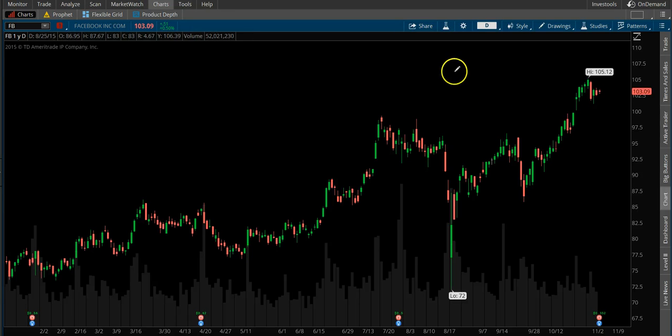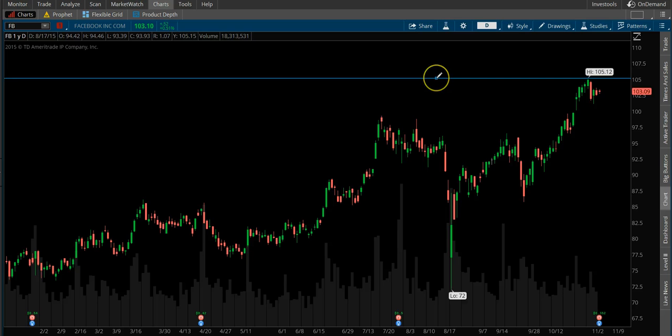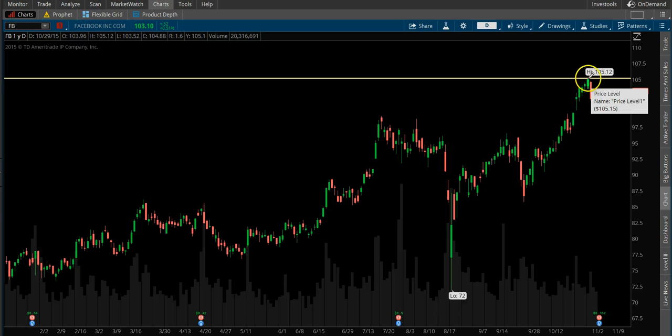Now, let's draw our first level. Our first level is here. And the reason it becomes our first level is because it pivoted down. So notice we came up, it hit this level, it pivoted down. This level is now resistance. Does that make sense? There was stock left up here. There's still buyers up here.